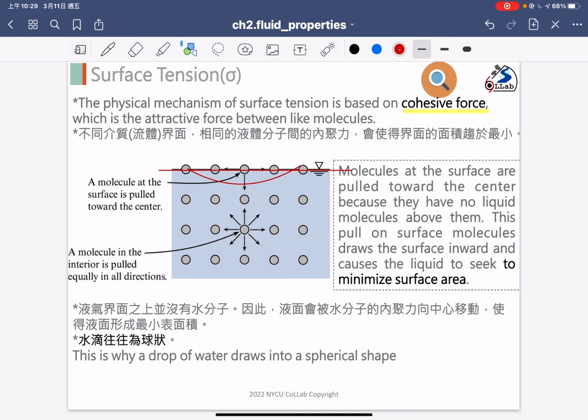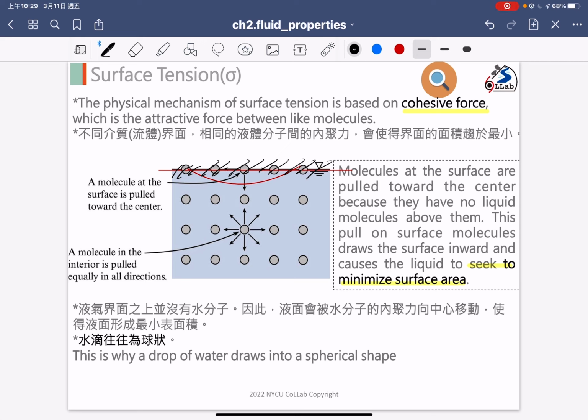But what is the purpose? I just highlight the sentence: the surface tension seeks to minimize the surface area. Where is the surface area? If there are two different materials, the surface area is along the interface here, and this interface area will be minimized due to the surface tension.